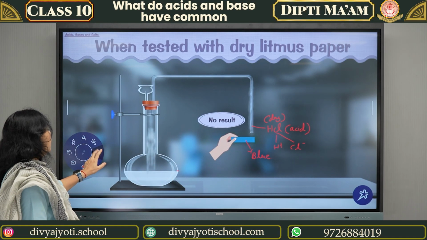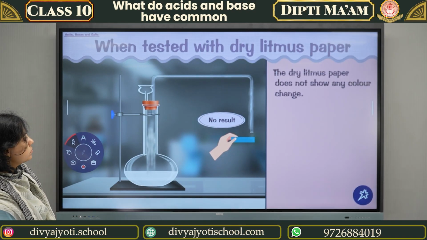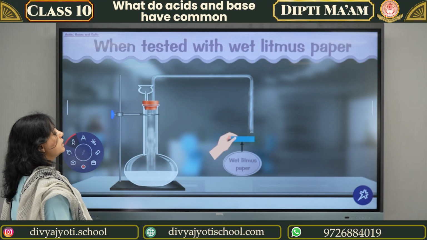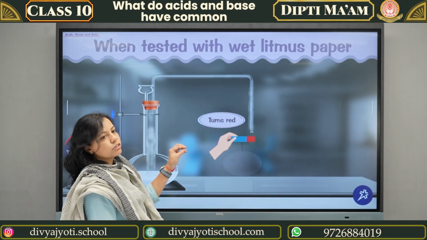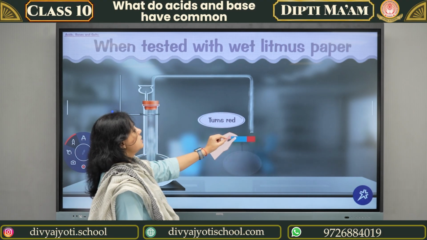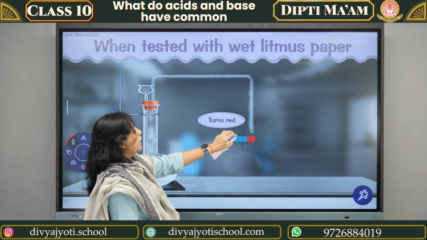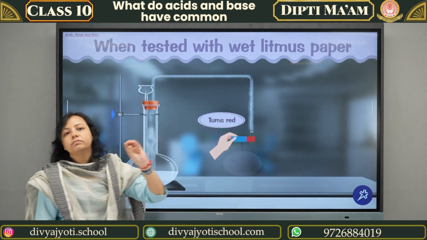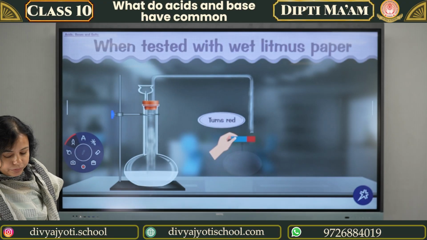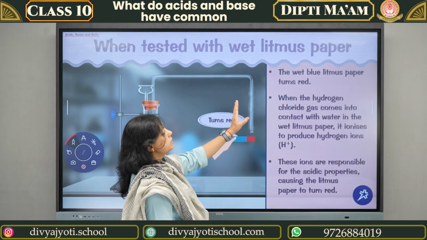Now in the second step, suppose instead of the dry blue litmus paper, I take the wet litmus paper. That means first of all, I dip the litmus paper in water and then test this gas which is coming out from the delivery tube, that is the HCl. Then I observe the color change of the blue litmus paper. The blue litmus paper converts into red. So here we can observe that the wet litmus paper turns red.